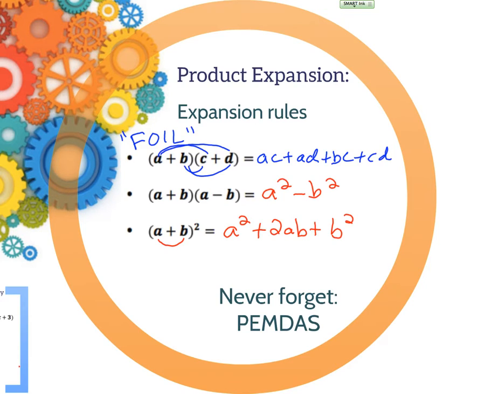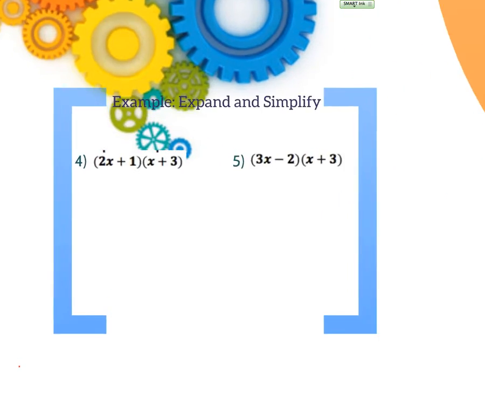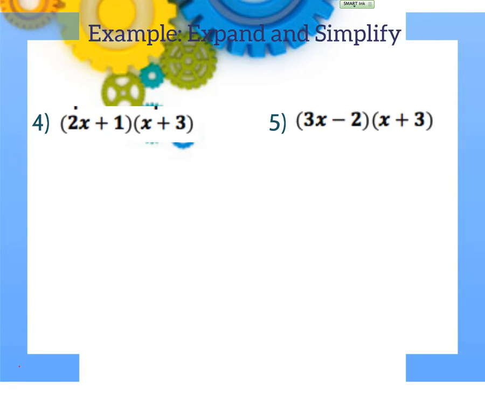The last thing I put is to never forget PEMDAS, and that goes for everything, even the absolute value stuff, even the stuff we've been working on. Never forget those order of operations. Any questions before we refresh our memory and FOIL a few things? Alright, see what you guys got. Try these two. Combine those like terms.